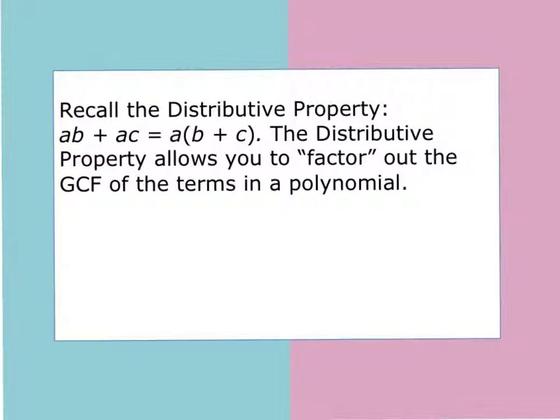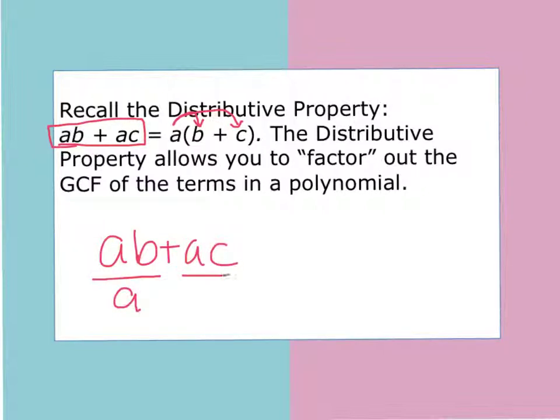Normally, you were given something in this form and you were told to distribute. So you distribute here and here and you would get this answer. Well, now we're going to go the other way. You're going to have AB plus AC. You're going to find out what they have in common, divide both monomials by that, and then you'll be able to factor out the A and then have just a B plus C left over.